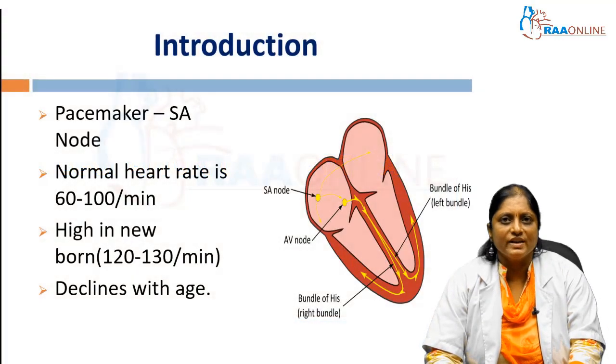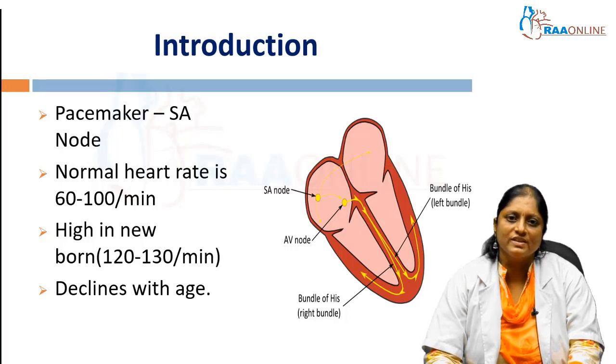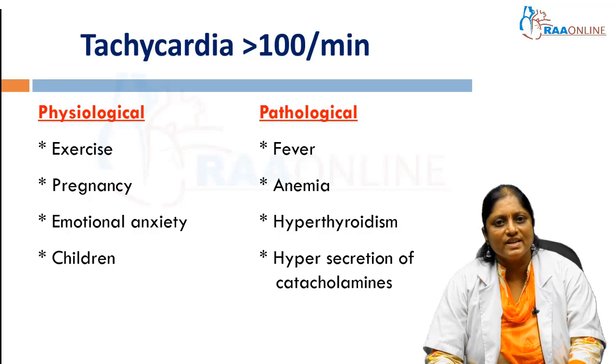Today in this session, we'll talk about the regulation of heart rate. As we all know, the sinoatrial node is the natural primary pacemaker. The rate of discharge of this sinoatrial node is going to reflect the heart rate. The normal heart rate is around 60 to 100 beats per minute, which is higher in newborns, whereas it declines with age. If the heart rate goes beyond 100 beats per minute, this is called tachycardia.